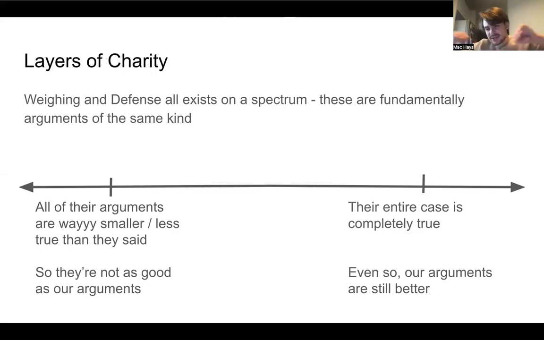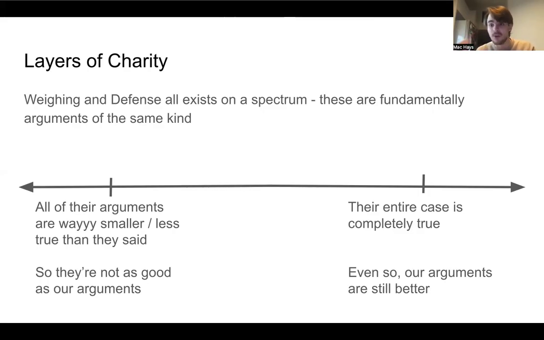So there's kind of two sides to this continuum of charity, this line that I've drawn. You can either be very uncharitable. You can say all of their arguments are super small. They're way smaller than they said they were. They're way less true than they said they were. So they're not as good as our arguments.